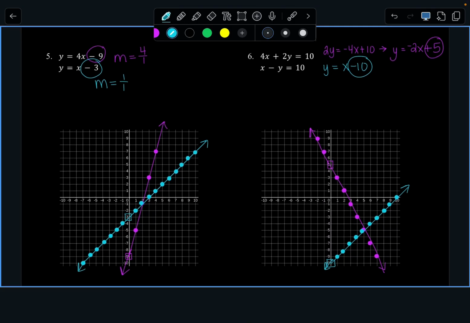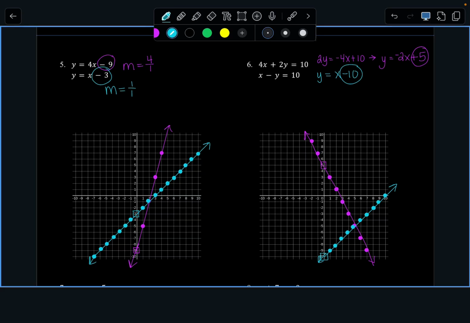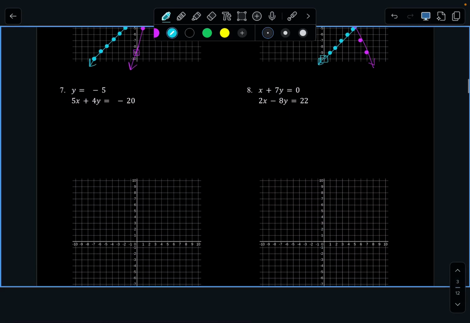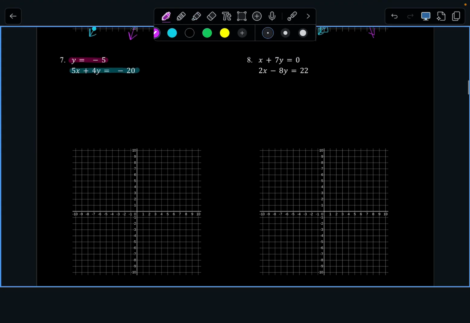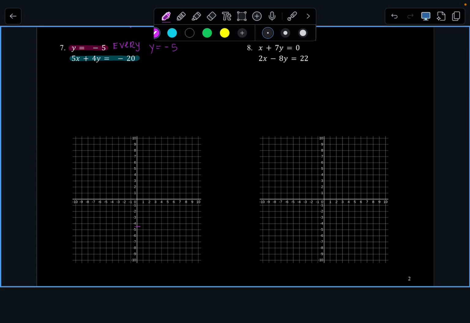Hopefully that made sense. Number 7 is a bit different. So you'll notice in the top one, we have y equals -5. That means every y value is -5. So if I go to where y is -5, that's down here. And if I continue putting dots where y is -5, that's all of these here. So when y equals a number, it's going to be a horizontal line.